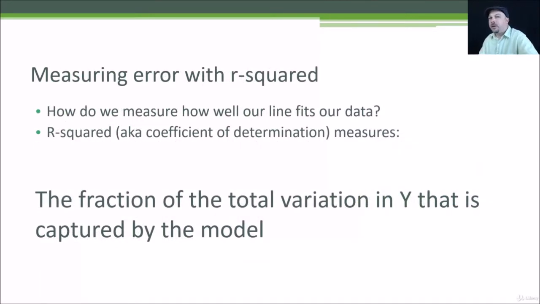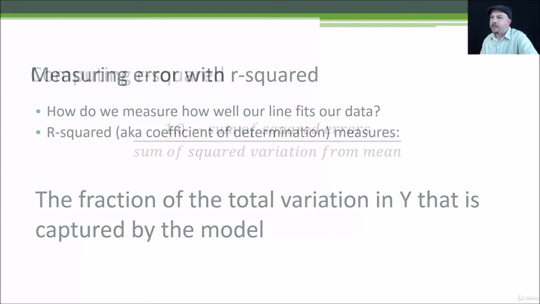So how do I know how good my regression is? How well does my line fit my data? Well, that's where R squared comes in. And R squared is also known as the coefficient of determination. Again, someone trying to sound smart might call it that. But usually it's called R squared. It is the fraction of the total variation in Y that is captured by your model. So how well does your line follow that variation that's happening? Are we getting an equal amount of variance on either side of your line or not? That's what R squared is measuring.